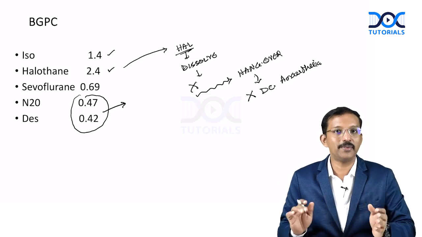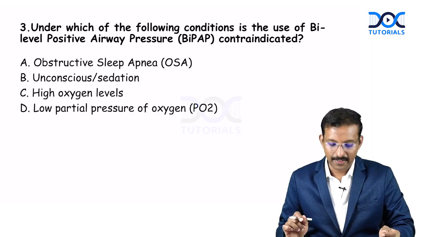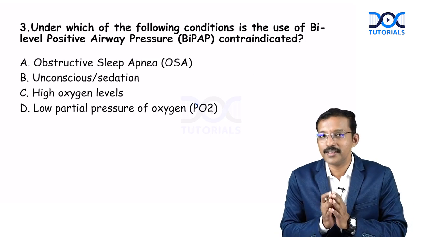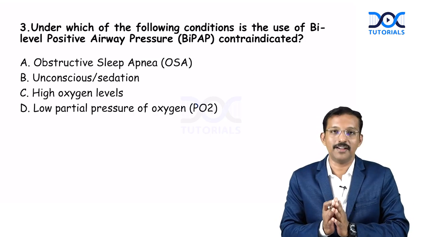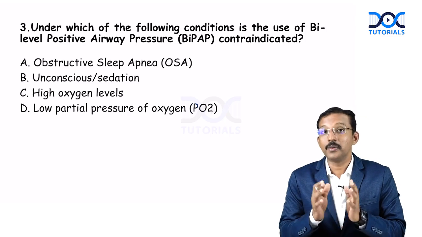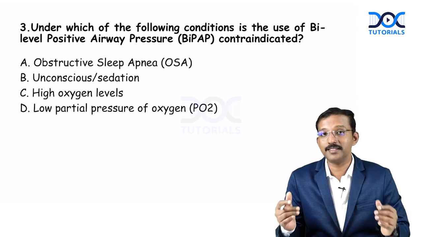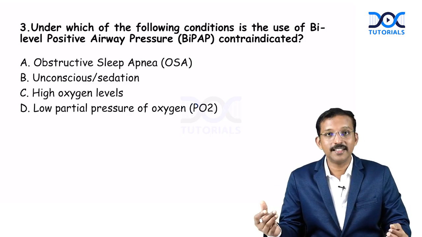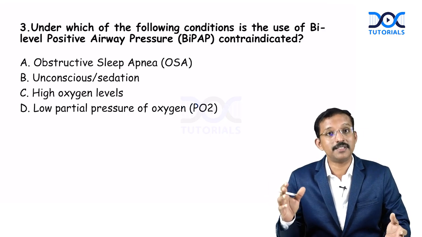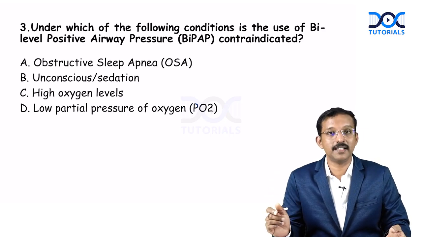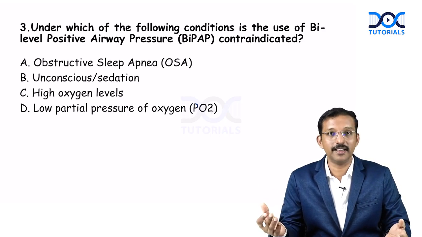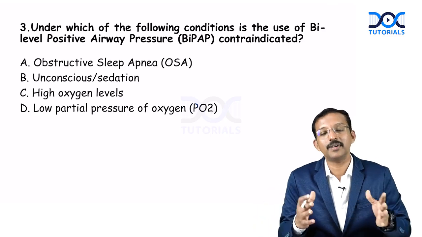I hope again you would have got this question. Coming to the third question. Under which one of the following conditions is the use of bi-level positive airway pressure contraindicated? This is something which we may have to extrapolate from what we have learned. We have studied about OSA, or patients with obesity, obstructive sleep apnea. We have practiced in our regular clinics that these patients need to be put on a BiPAP machine at night, or CPAP machines in such cases, or COPD patients being supported with BiPAP machines, etc. We have learned in our clinics. Now, that is basically what they have asked you.